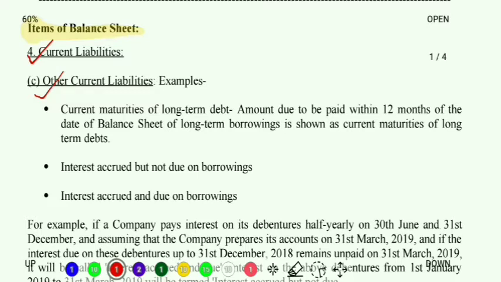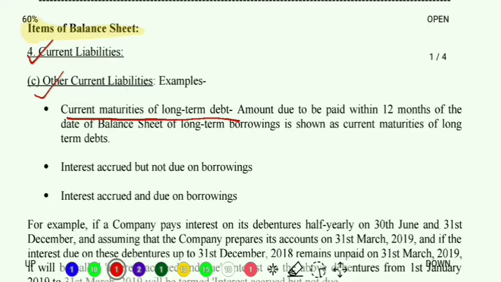See, examples are mentioned. Let's have a look at the first example. It says current maturities of long-term debt. Now what is this? Whenever there is any long-term borrowing and on that long-term borrowing some amount is due to be paid, but that due date is within 12 months of the date of the balance sheet, then such amount is called current maturities of long-term debts.